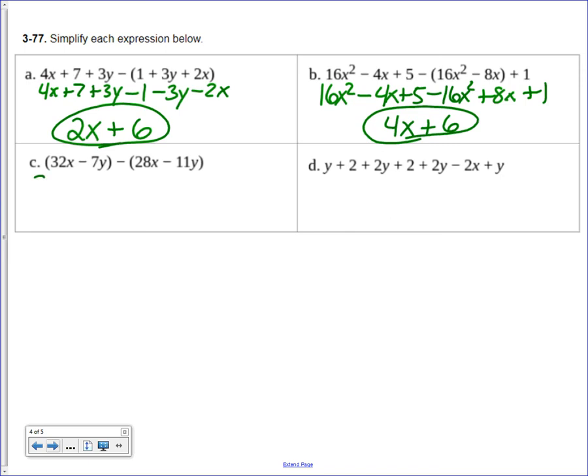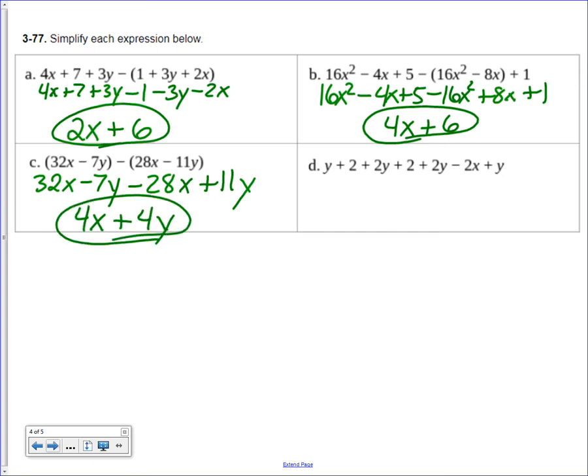For C, the first one I can just take it out of the parentheses. I don't have to change anything. The second one, they have to become their opposites. So 32x minus 28x is going to give me 4x. Plus -7 plus 11 is 4y. So I get 4x plus 4y. And D, there's no parentheses, so I don't have to change anything. So I just combine like terms. So I have a y, a 2y, another 2y, and a y. So I get 1, 2, 3, 4, 5, 6y minus 2x, because there's just a 2x, plus 4.